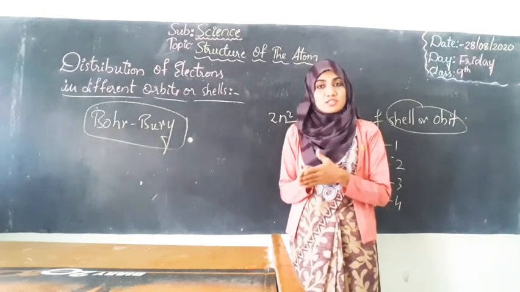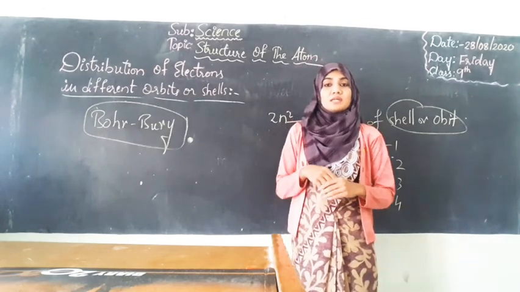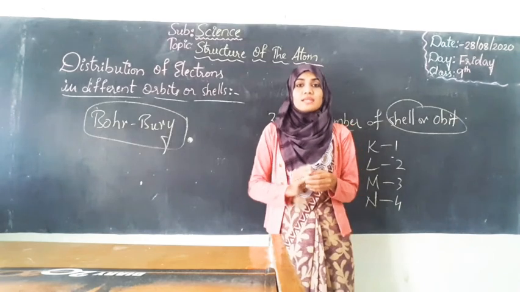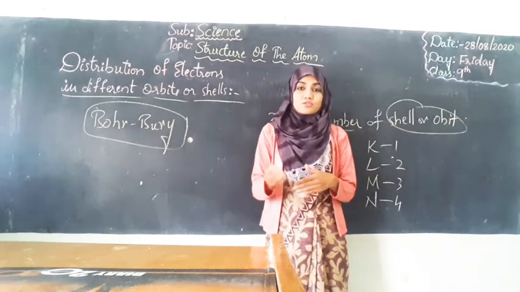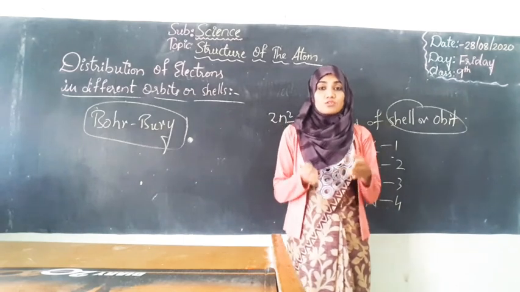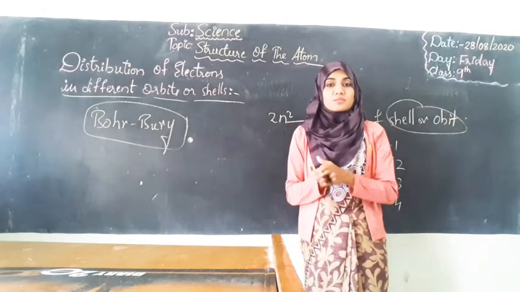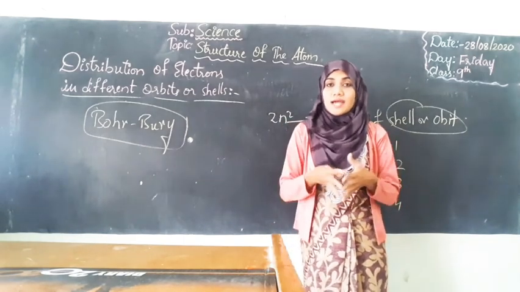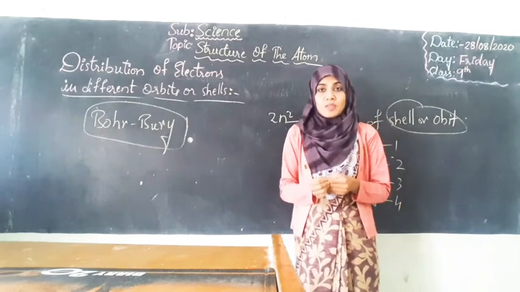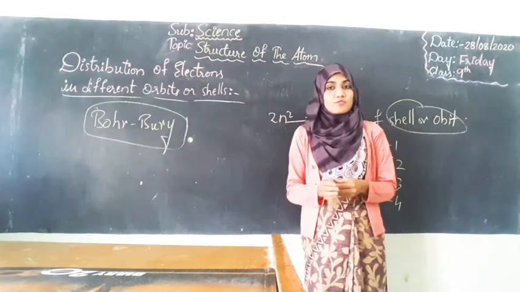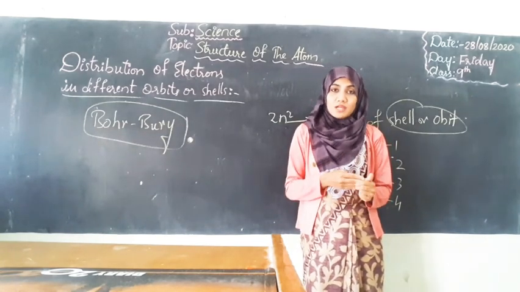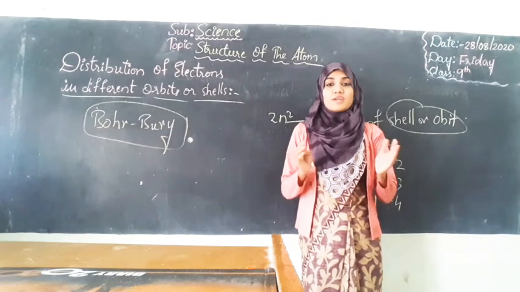Now we got to know about the arrangement or the distribution of electrons into various orbits or shells. Now we will learn how these electrons will combine with the electrons of other atoms and how they form a chemical bond. To understand this chemical bonding, first we need to understand the concept of valency.